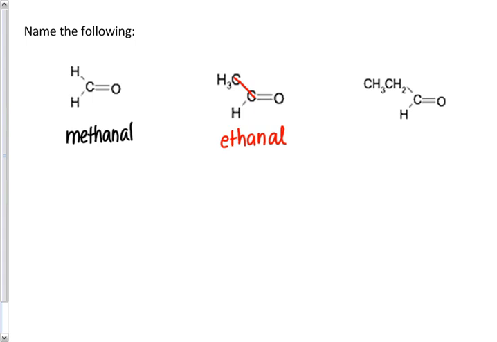And on the last example, our parent chain is a 3 carbon parent. This is going to be the first carbon, so we're going to just call that propanal. And that's a pretty simple example, but all of them are examples of aldehydes, and hopefully that makes it clearer on how to name aldehydes.